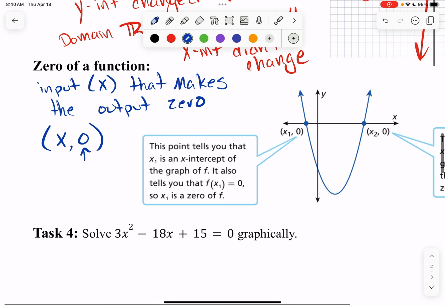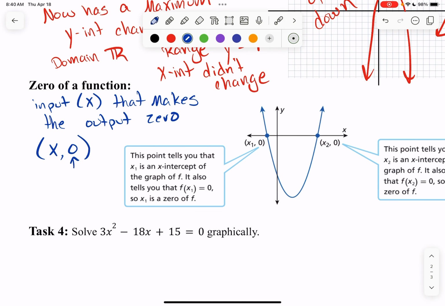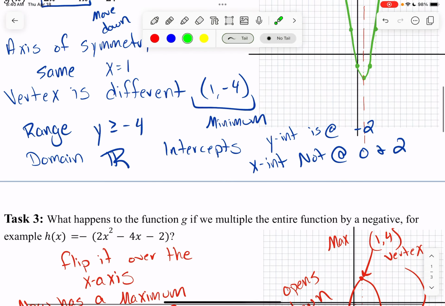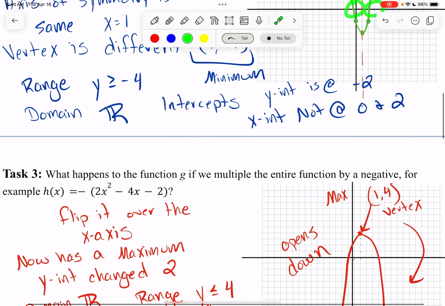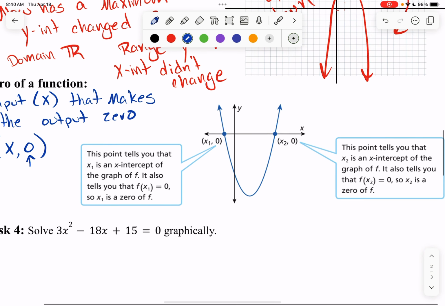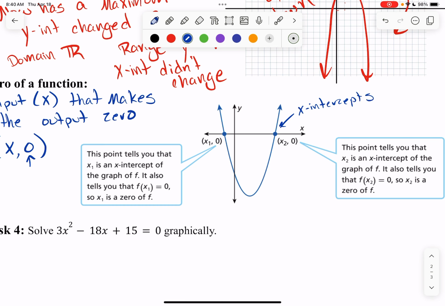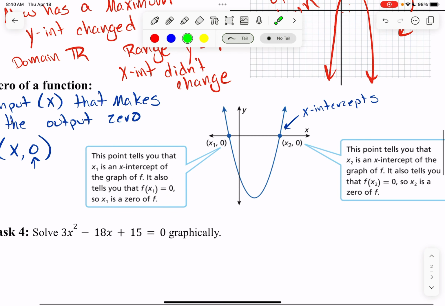Okay, and so one great way to find them, if you notice here in the graph, is that those zeros are really just the same as the x-intercepts. So to help find those zeros, we find those x-intercepts. This point tells you that x1 is an intercept of the graph of S. It also tells you that when I plug it in, I get out a 0. That makes it a zero of the function.